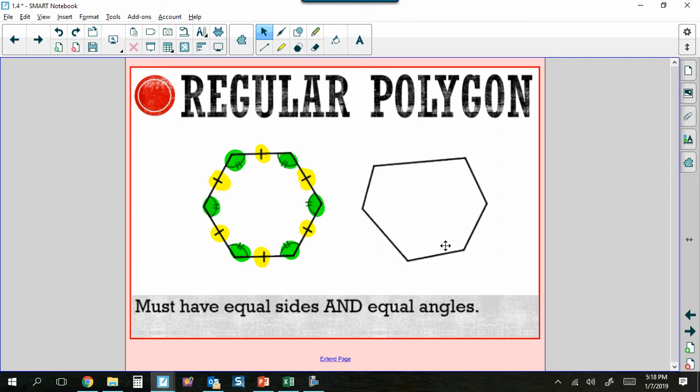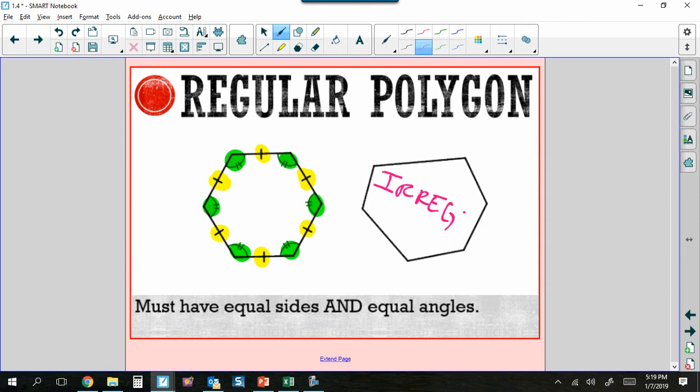Whereas over here, this is definitely not the same length as this. So while they're both hexagons, the one on the left is a regular hexagon. The one on the right we would say is irregular because it does not have the same side lengths or angle measurements.